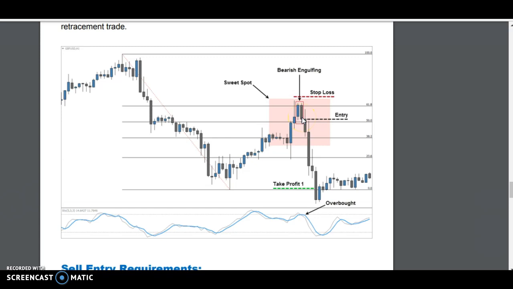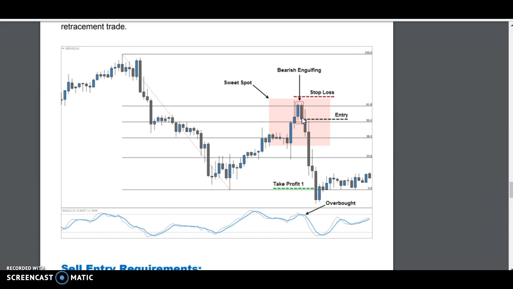Please don't open a position without a stop loss, because anything can happen in the market. There could be a spike from news and it could take you out. So it's advisable to open a trade and then put a stop loss to minimize risk.